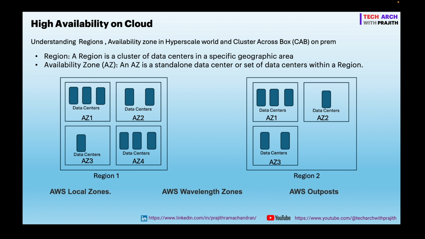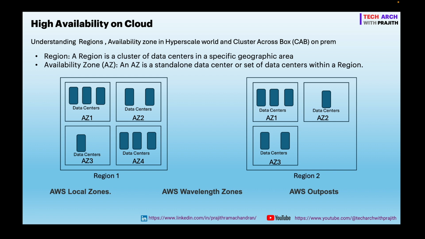Normally a region can have multiple availability zones, as I have shown in the diagram, and region 1 has 4 availability zones. Each availability zone has its own cluster of data centers. In availability zone 1, you can see I have 3 data centers. In availability zone 3, I have a single data center. Similarly, I have region 2 here with 3 availability zones, and each availability zone has a cluster of data centers.